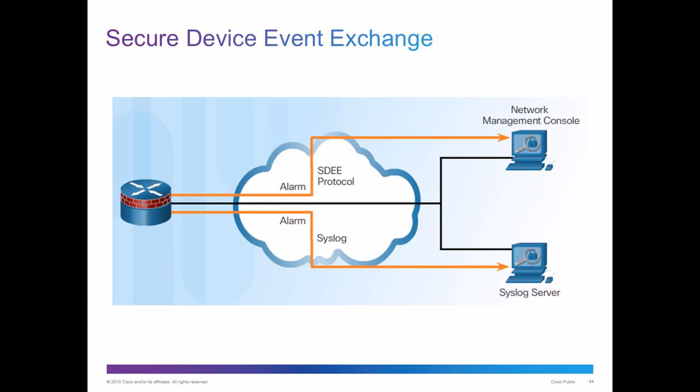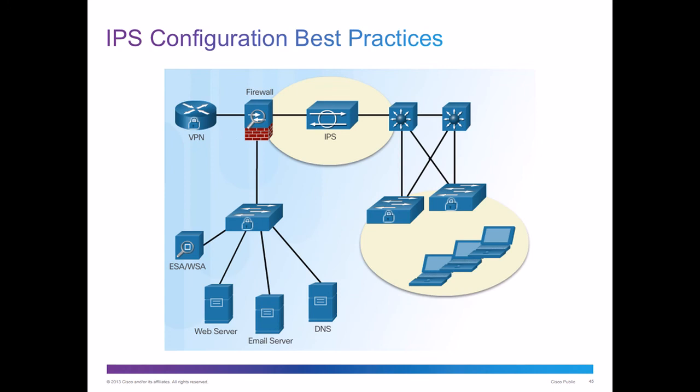You can send the alerts to either a syslog server or to another server called the Secure Device Event Exchange, which has different parameters or different alerts that you can set up, or you can send to both if you really want to. The best IPS configuration is to put one inline that comes into your network. If this is your DMZ zone, make sure it's set up to the firewall, so it should be in line before it goes into your network. That's where your IPS should be.